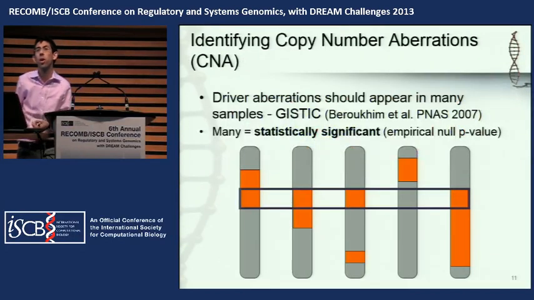So the first step when dealing with something like this is that we want to identify which aberrations are significant. And the biological principle that we're going on is that aberrations in the cancer genome are a random process under selective pressure. Therefore, driver aberrations that contribute to cancer growth and phenotype should appear in lots of samples in the population. And we use a modification of the GISTIC algorithm originally published by Beroukhim et al. 2007, where many samples is statistically significant using an empirical null p-value distribution.